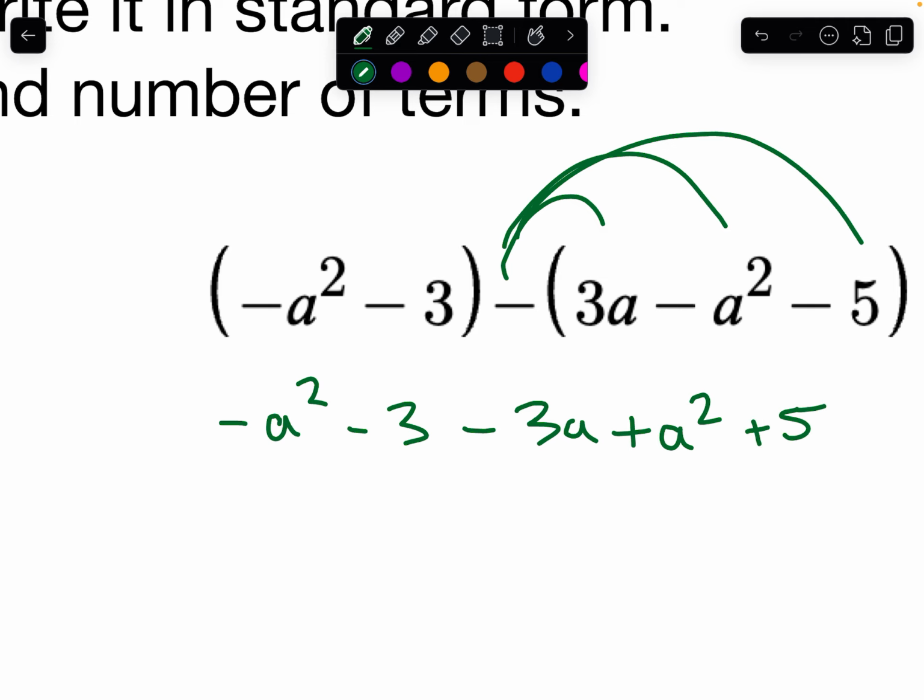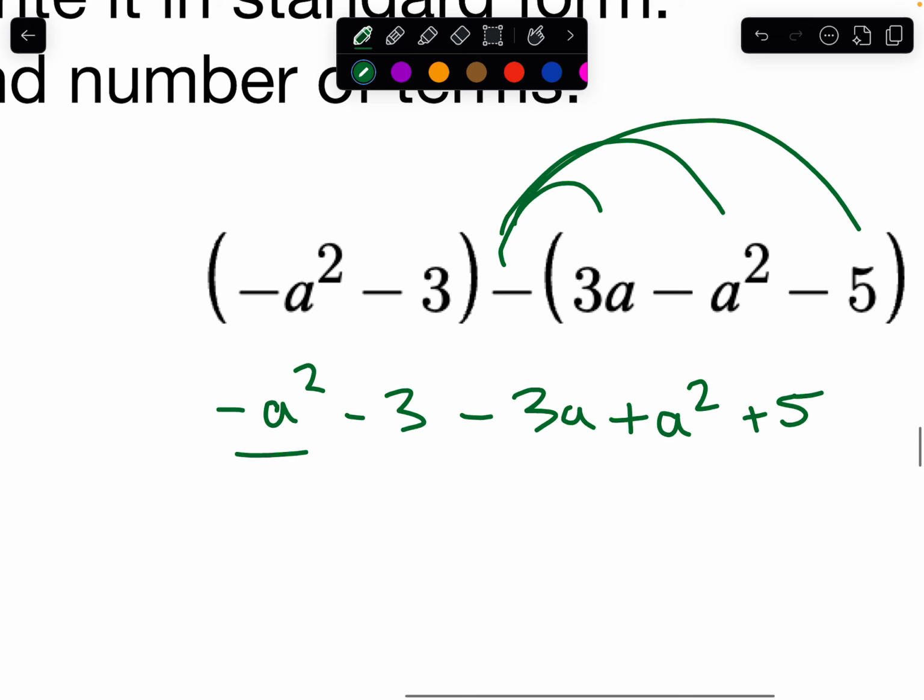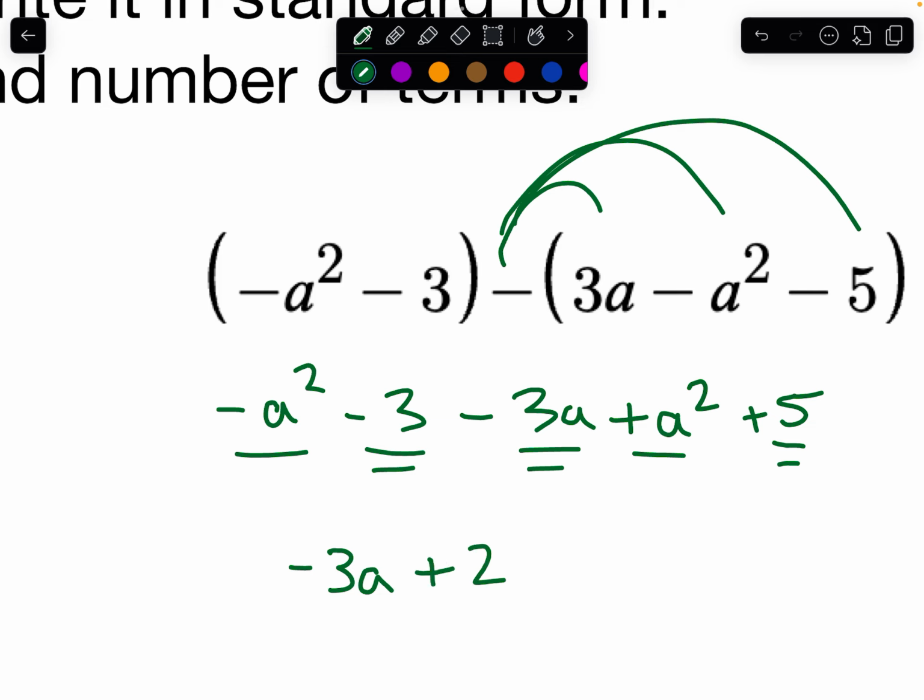Now let's go ahead and combine like terms. I see a negative a squared and a positive a squared. That will cancel out. I see a negative 3a, and that's the only linear term that we have. A couple of constants here that we can combine. Negative 3 and positive 5 makes positive 2. Again, already have it in standard form. Exponents go from biggest to smallest. This is 2a to the first. This would be like 2a to the power of 0. Exponents are going from biggest to smallest there.